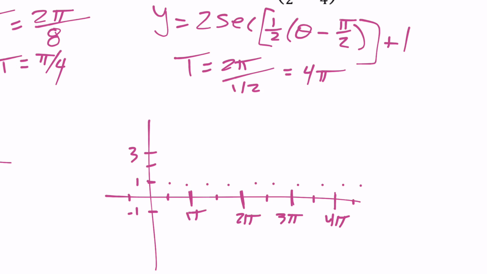Alright, so let's start this thing. Well, it's secant, which goes with cosine. Cosine starts at its maximum. So my first point should start at its maximum up here, and the x value should be at a pi over 2. So that's my pi over 2 right there. A little tick mark.